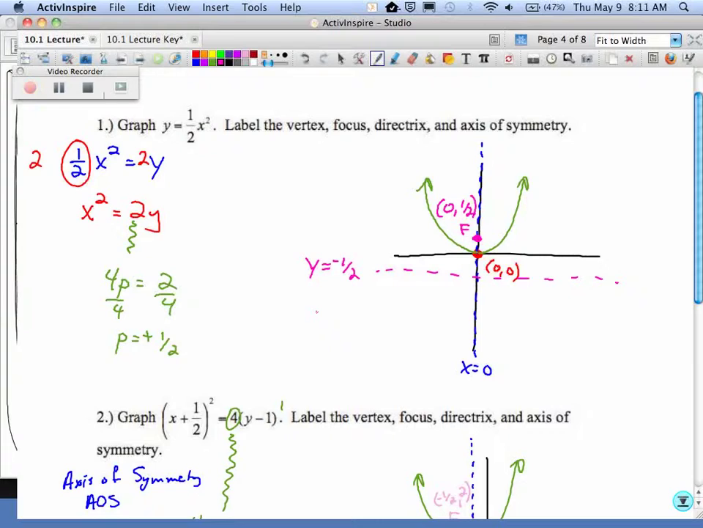So your parabola will always move away from the directrix. Axis of symmetry and your directrix are always perpendicular.